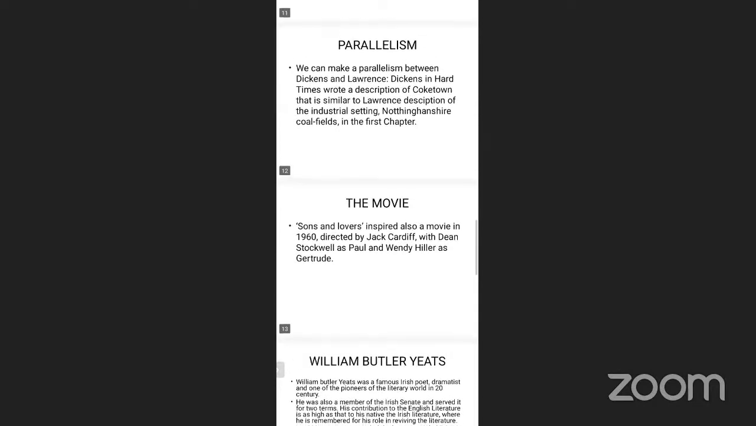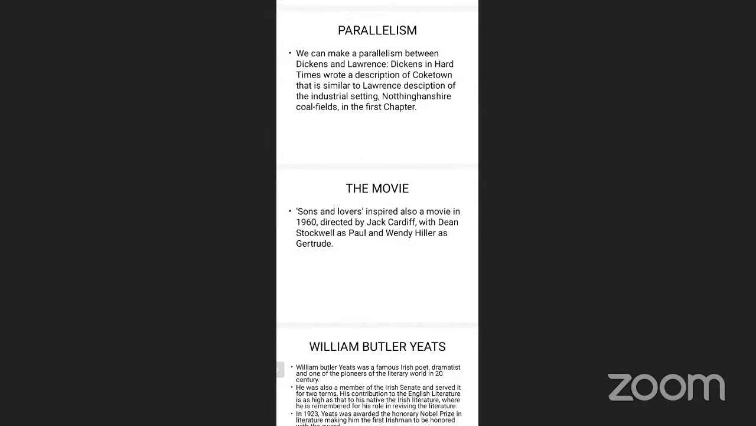Now, parallelism. This is another aspect. We can make a parallel between Dickens and Lawrence. Charles Dickens is also a very important writer of the Victorian age. Did you have any novel or work of this writer in your syllabus this time?